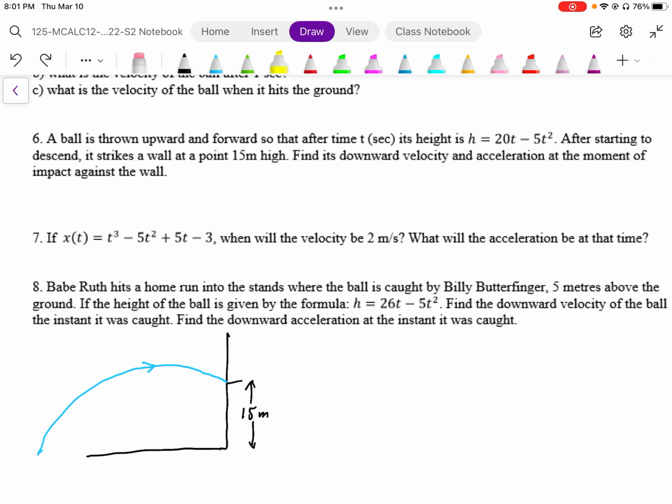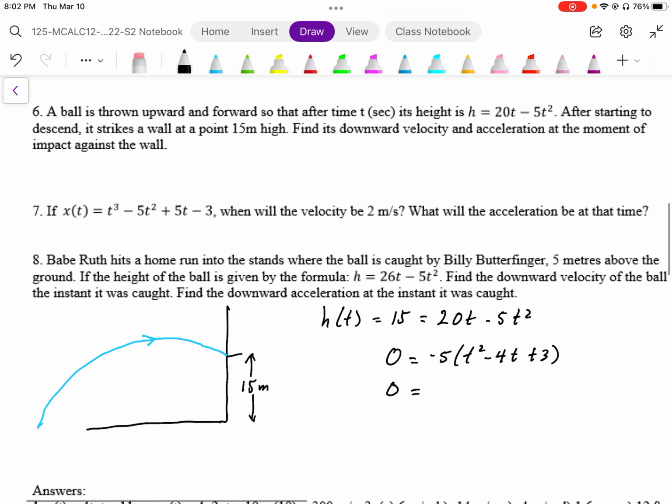So first of all, we need to solve this quadratic equation for height. So we want to know the time when the height is 15 meters. So 20t minus 5t squared. So solving this quadratic equation, I'm going to factor the negative 5 out. I get t squared minus 4t. And then since it's negative 15 on this side, we factor out the negative 5 from the negative 15, and we get plus 3.